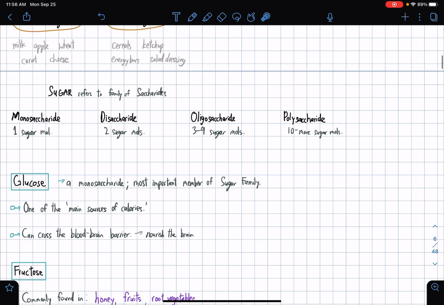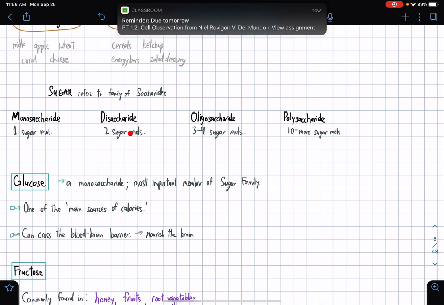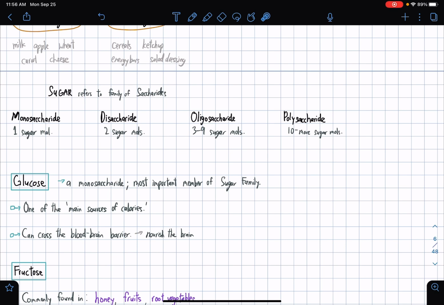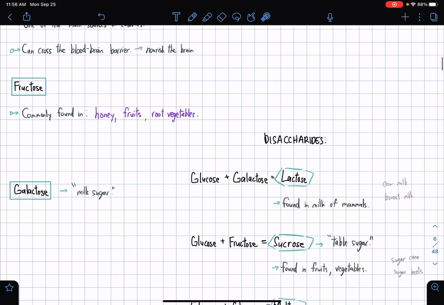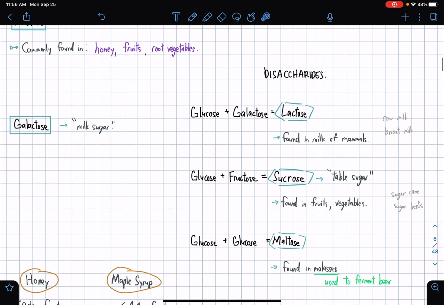So sugar refers to a family of saccharides. Again, what I mentioned earlier, monosaccharide is one sugar molecule, di is two sugar molecules, oligo is 3 to 9, polysaccharide is 10 or more. And glucose is a monosaccharide. It is the most important member of the sugar family and is one of the main sources of calories. It can cross the blood-brain barrier and in turn nourish the brain. Fructose is most commonly found in honey, fruits, and root vegetables. And galactose is basically milk sugar.